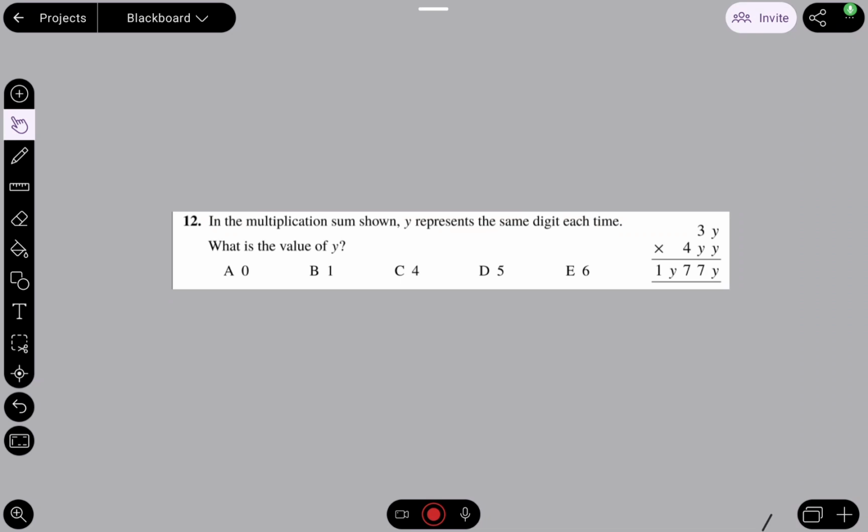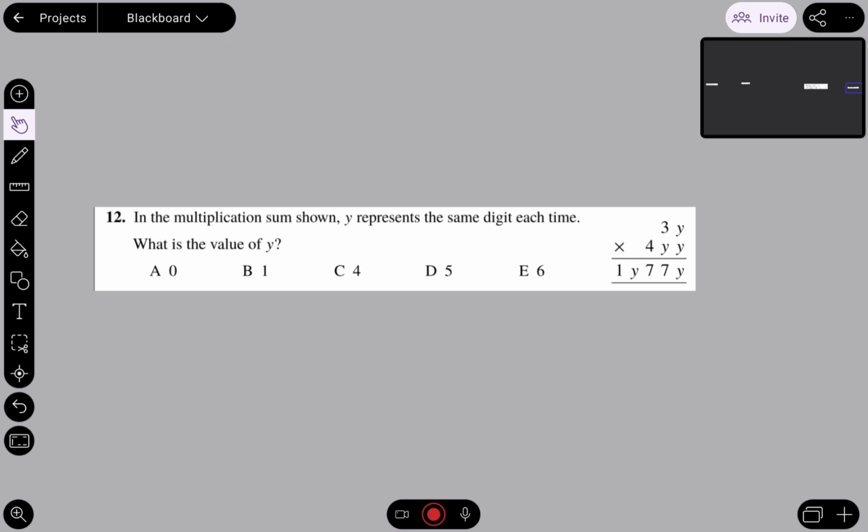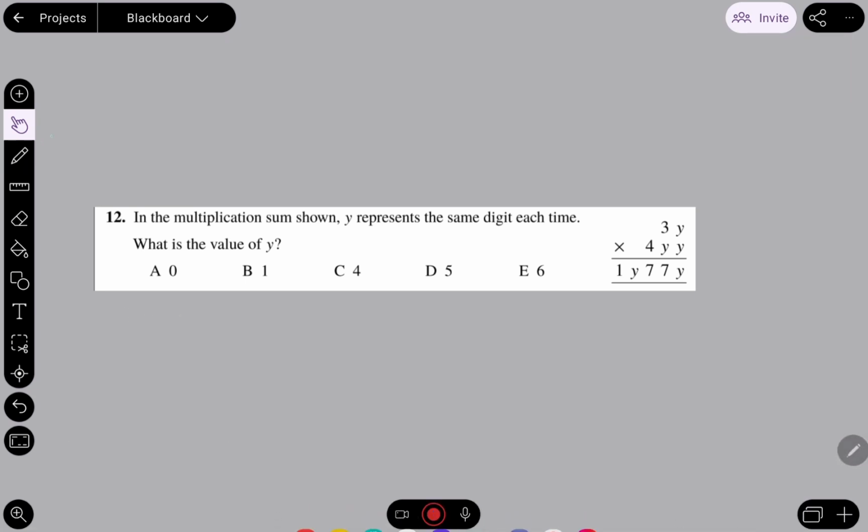Last question. In the multiplication sum shown, y represents the same digit each time. What is the value of y? Now, because it's the last question, you don't even have to work it out. I'm going to work it out for you. Y times y is the same thing as y squared. And y squared ends in y. So y could either be 0, 1, 5, or 6.